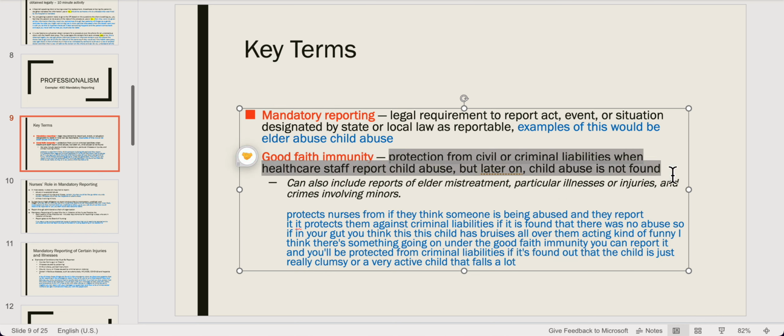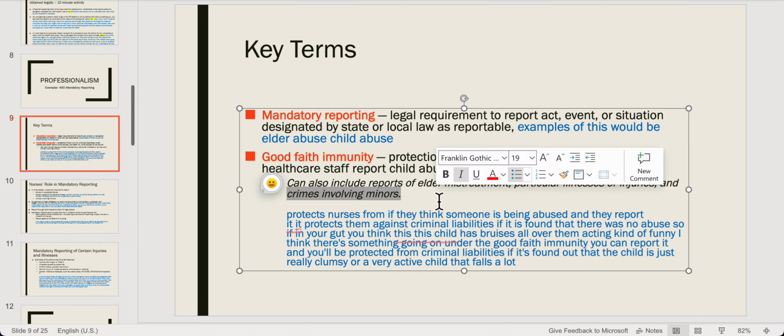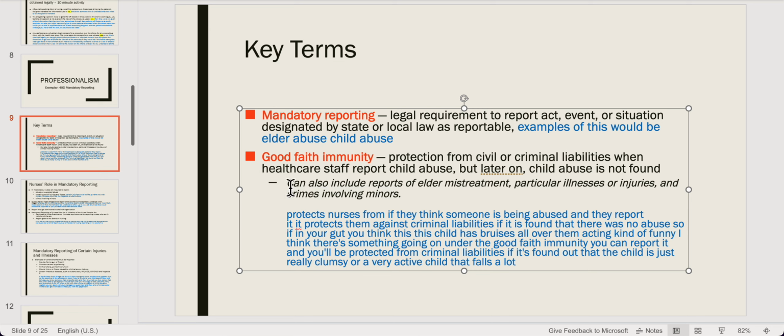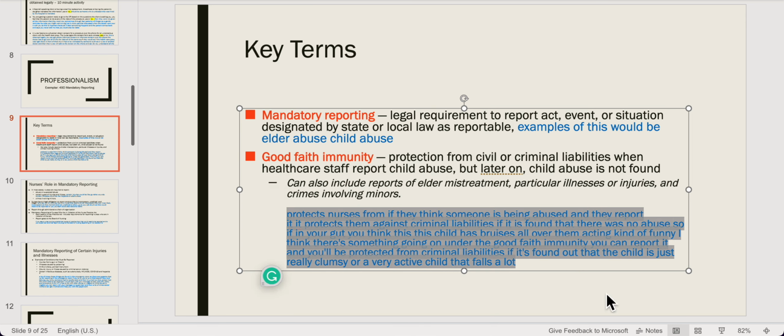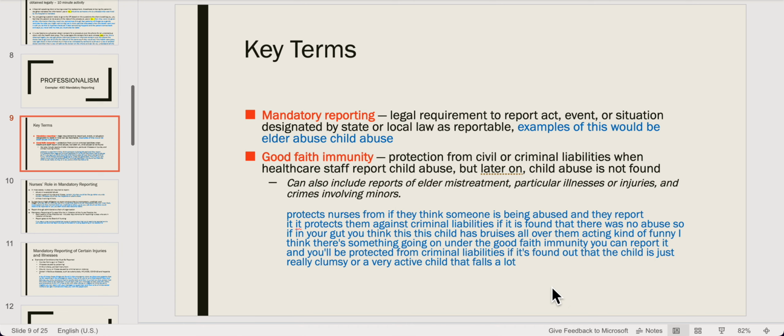Good faith immunity is protection from civil or criminal liabilities when healthcare staff report child abuse, but later on, child abuse is not found. It can also include reports of elder mistreatment, particular illnesses or injuries, and crimes involving minors. It protects nurses if they think someone is being abused and they report it. It protects them against criminal liabilities if it is found that there was no abuse.